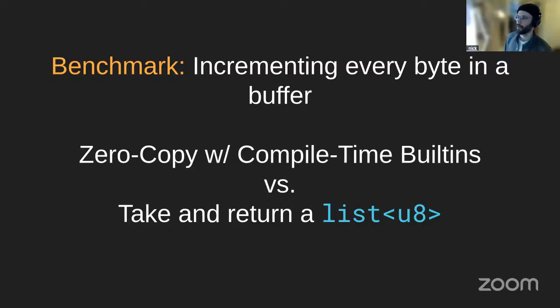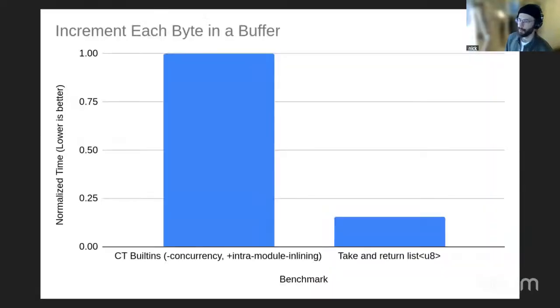Yeah. So maybe, if you're using linker func, you wouldn't actually do this kind of zero copy host buffer API because it's easier to just take and return a list U8. That's the more natural thing to do in the component model today. So let's also compare that. So here, we're using compile time built-ins. Our previous best thing is the normalized standard now. And it turns out taking and returning a list of U8 is still faster. It's about 6 times faster.